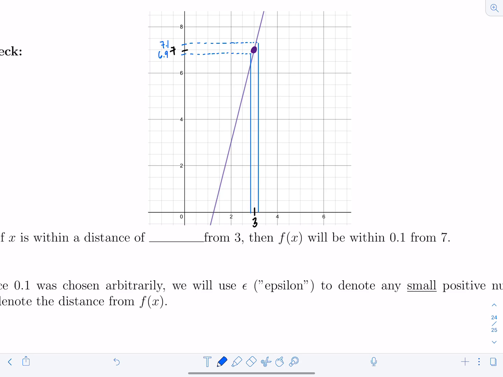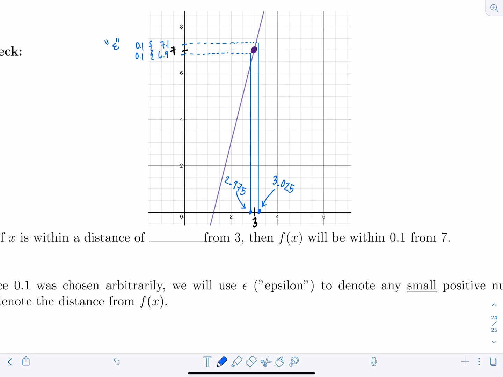you guessed it, this value right here should be 3 plus delta, so 3.025. And then the value on the other side is going to be 3 minus delta, which would be 2.975. So basically, you're given the wiggle room in the y direction, right? 0.1 up or 0.1 down. That was our epsilon.